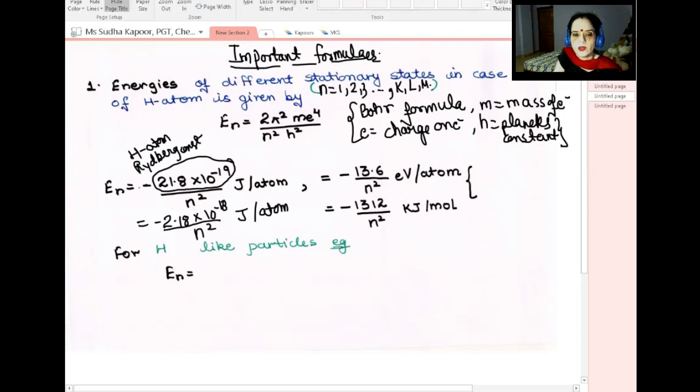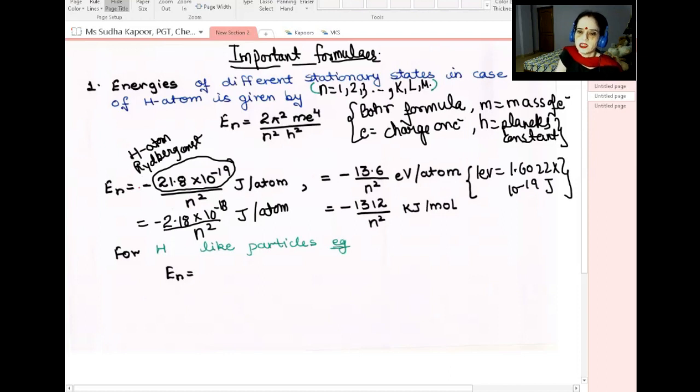But if we convert this value from joule per atom to electrovolt per atom, the formula gets simplified to En is equal to minus 13.6 upon n square. So as we have done in Planck's theory also, 1 electrovolt is equal to 1.6022 into 10 to the power minus 19 joule. So the electrovolt and joule conversion has to be remembered while doing the numerical parts.